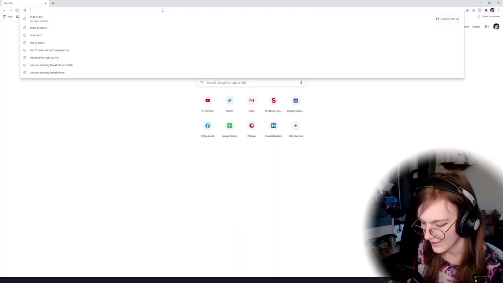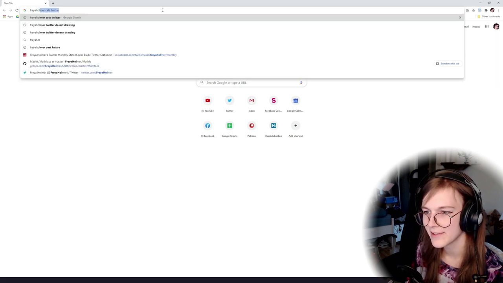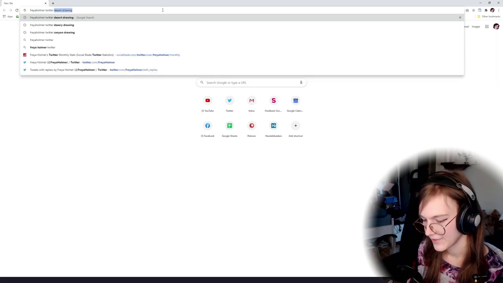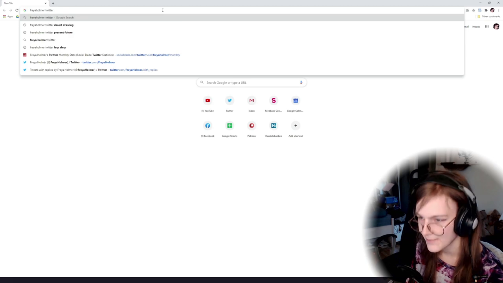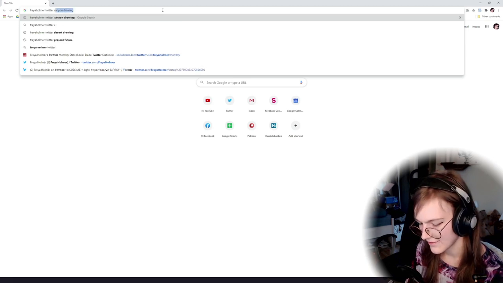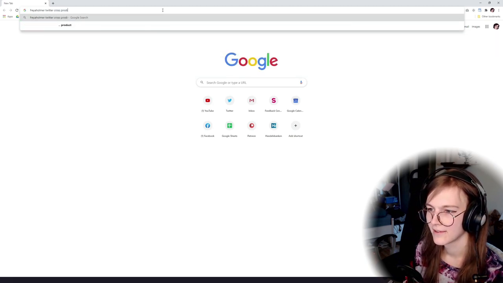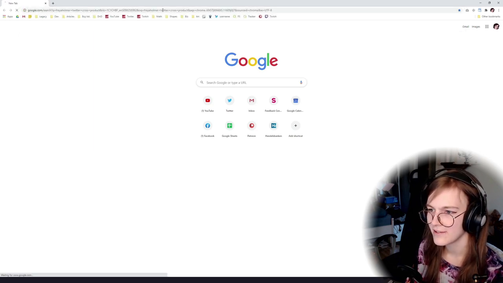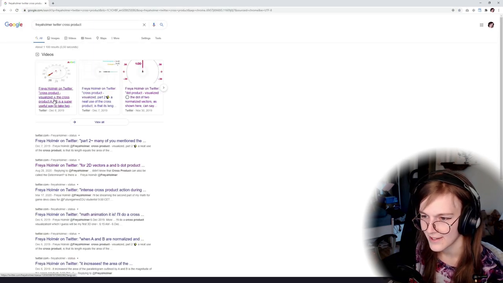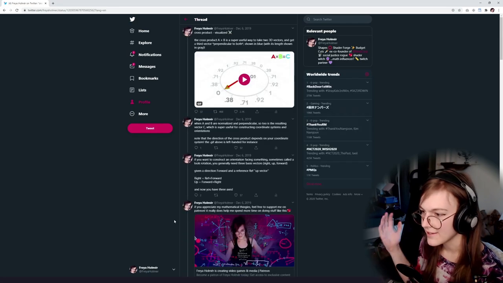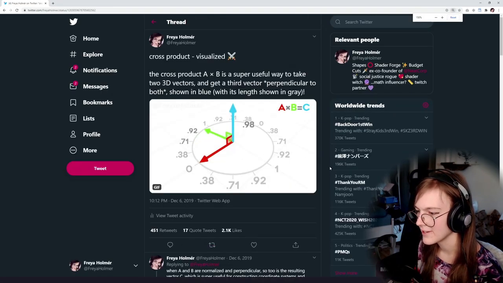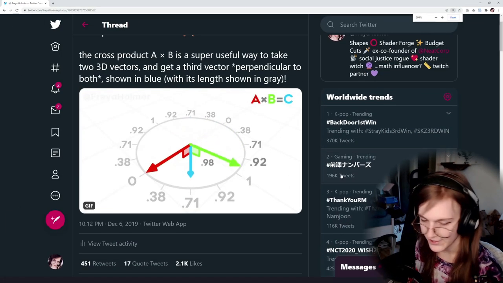Here's a pro tip. If you search for Freya Holmér Twitter and then insert any math concept, so if I say cross product, then you will generally find a tweet. So here is a visualization of the cross product, just an animated version.